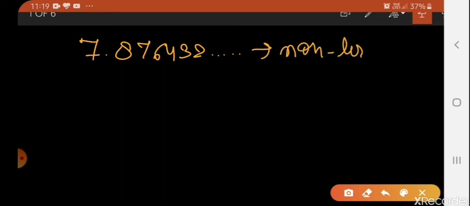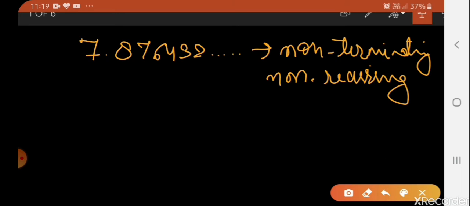Now, there could be a possibility that there is a number, let's say 7.876432 and so on. It means the number is not terminating, but we don't know what the next digit would be. So we cannot write in form of bar as we have done in previous questions. So this is non-terminating and also a non-recurring number. So we can say all those numbers that are non-terminating and also non-recurring are irrational numbers.